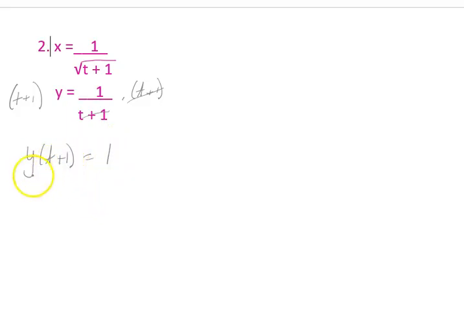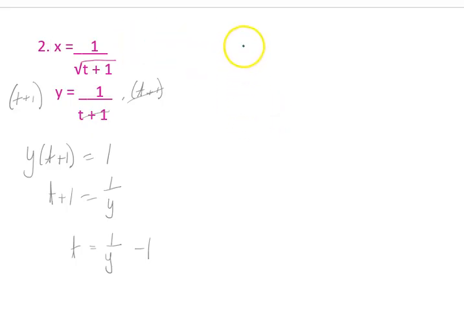And again, I'm trying to solve for t, so I'm going to divide by y. So t plus 1 is going to equal 1 over y. And then I'm going to subtract 1. So t is going to be 1 over y minus 1. Now I'm going to take that and plug that into the top equation for t. And we had not messed with that prior to this. We had only messed with that bottom one.